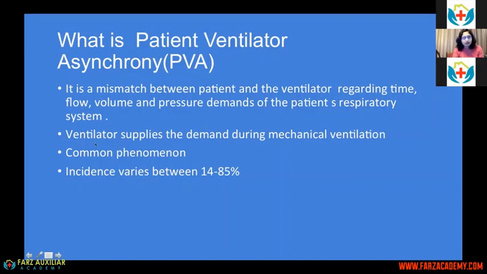Now, the ventilator, during invasive or positive pressure ventilation, supplies the demand during the process. And it's a very common phenomenon. If you have cared for these invasively ventilated patients, you know it's very common. And literature tells that the incidence is up to 14 to 85%. So it is very high.